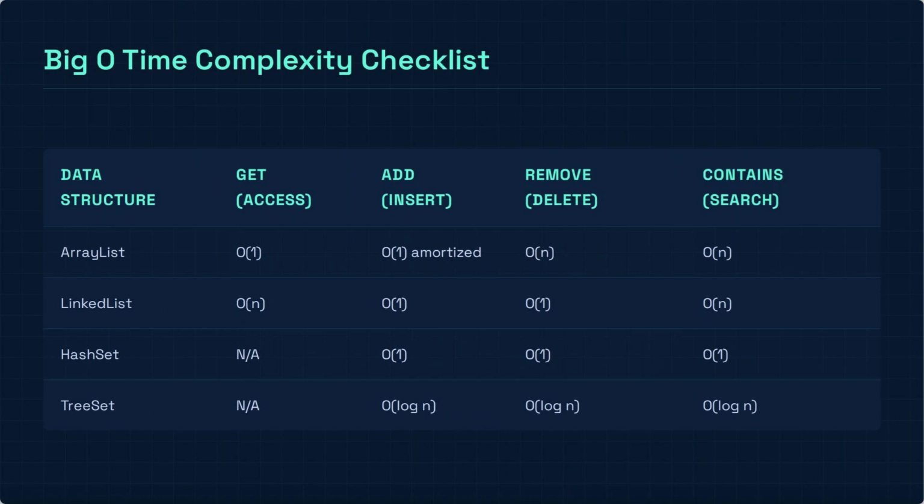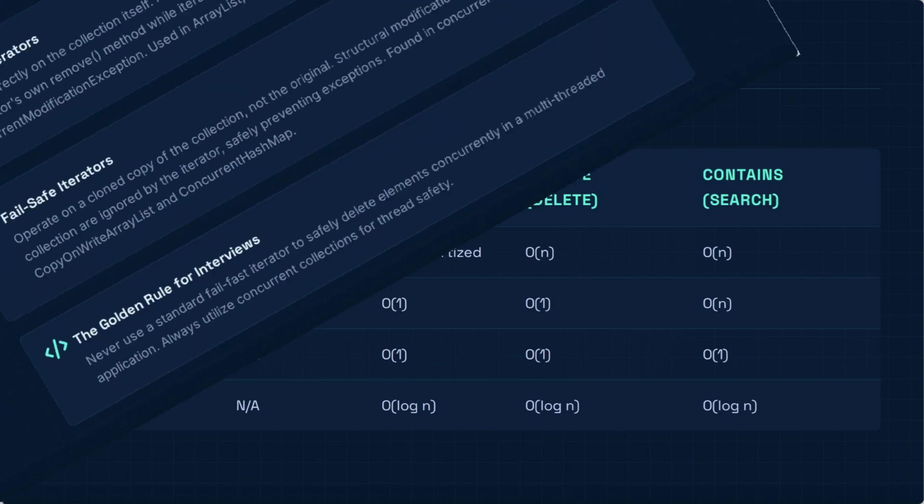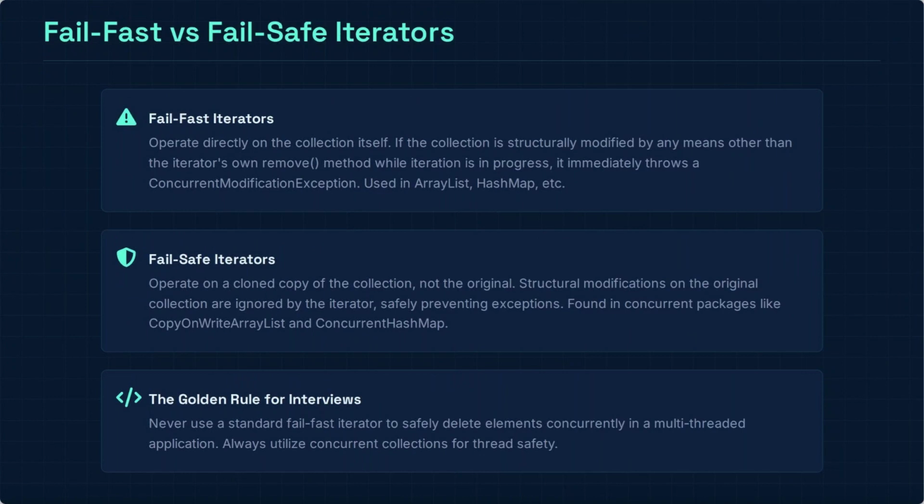For a hash set, accessing via an index is not applicable. Inserting, deleting, and searching all take O(1) time. For a tree set, accessing via an index is also not applicable. Inserting, deleting, and searching all take O(log n) time.